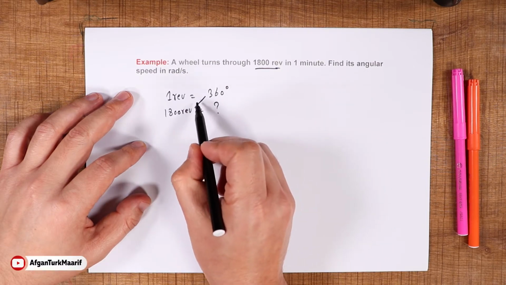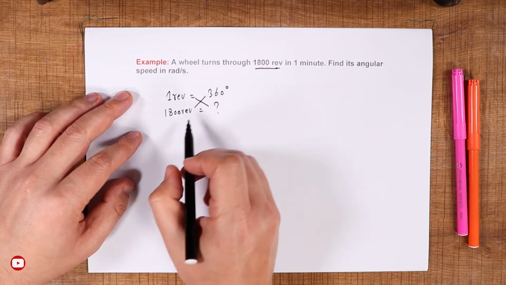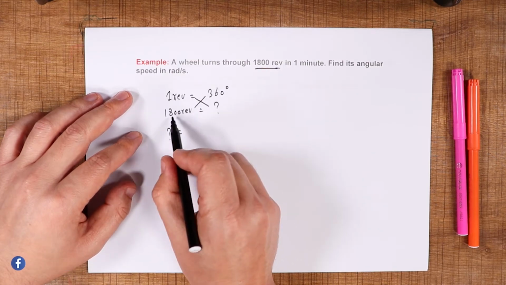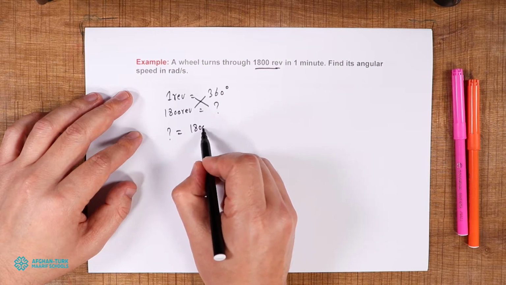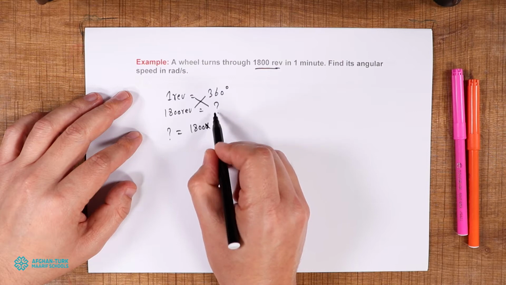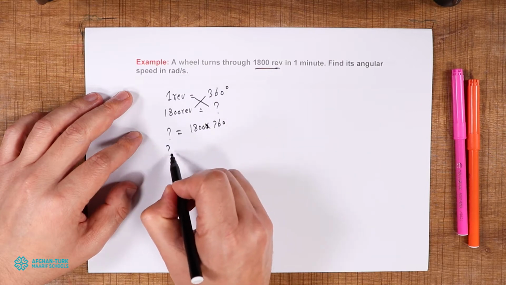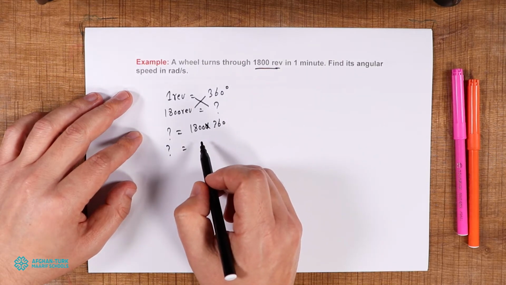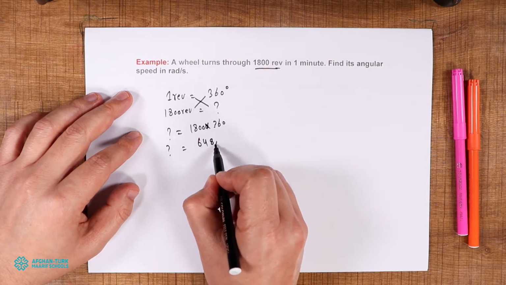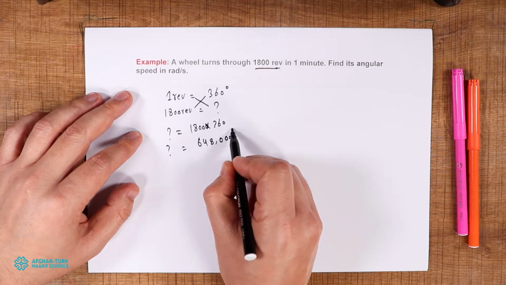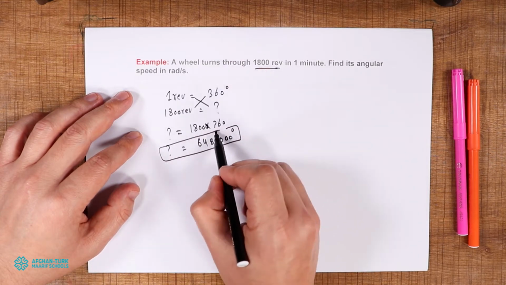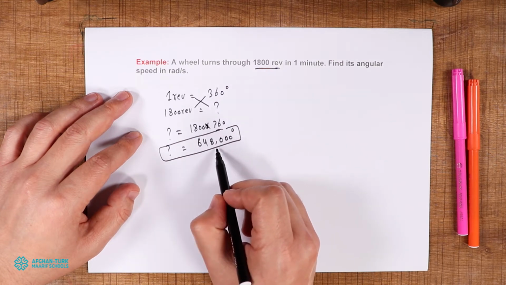So we multiply: the degrees will be equal to 360 multiplied by 1800 revolutions. If we multiply these two, the answer will be 648,000 degrees. So we converted 1800 revolutions to degrees, and this is equal to this much.